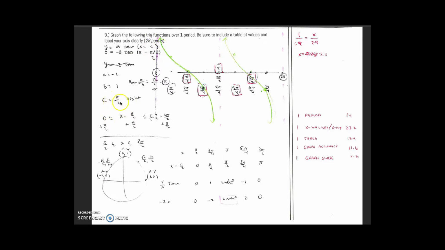With a positive c value, pi over 2, you're going to go right, so your phase shift is right pi over 2. And in this problem, your b value is equal to 1. So the tangent period is pi over b, so pi over 1. So we're going to finish the graph by pi, a length of pi. And you can kind of see that in my finished product.